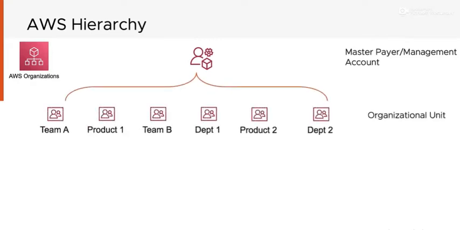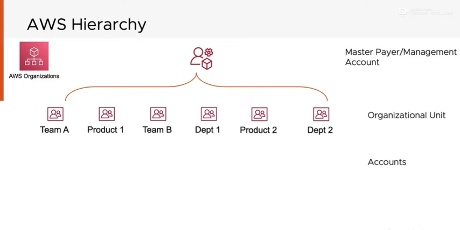Underneath of the management account, we can create organizational units, and this is all done through AWS Organizations. So we might, for example, have Team A and Team B that we want to have separate policies on and have different accounts fall under different organizational units. It could be different products, so in this example, Product 1 and Product 2, or different departments, Department 1 and Department 2. Really depends on the organizational structure of your corporation and how you want to build and control these type of policies.